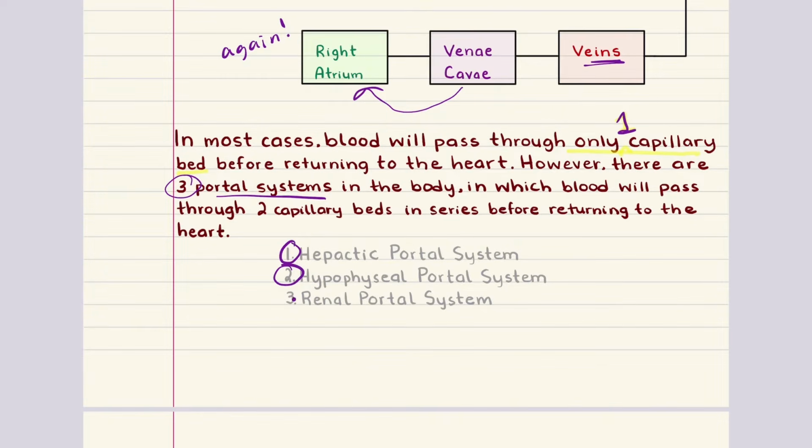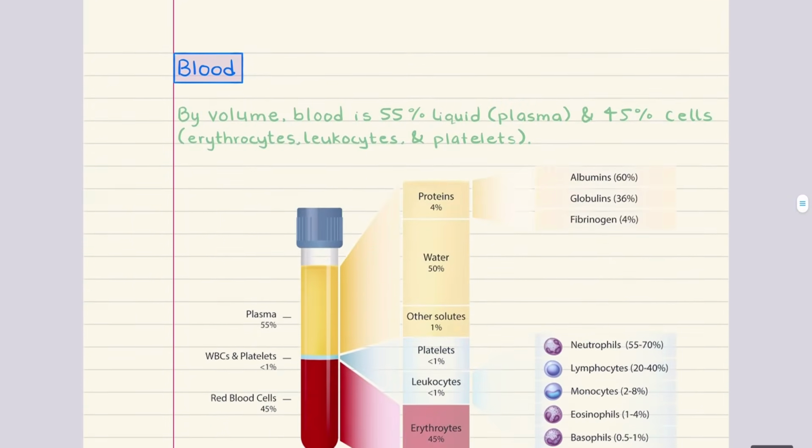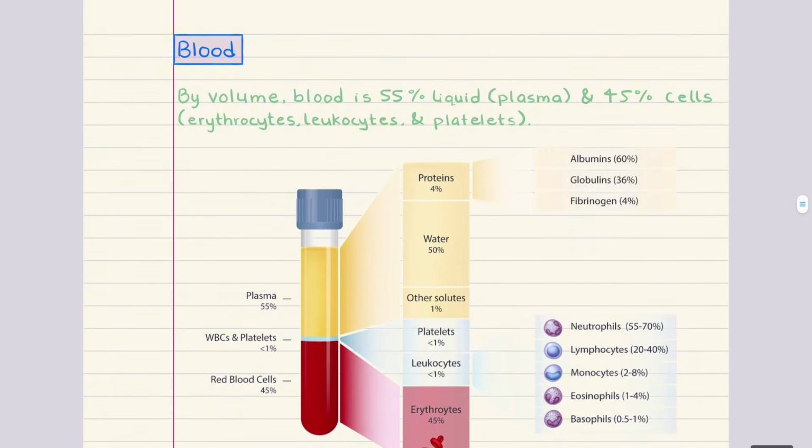And finally, we have the renal portal system, which routes blood through the glomerulus and then another capillary network in the kidneys. And these systems allow for extra processing, regulation, or exchange at specific sites in the body before the blood rejoins the general circulation. We have now completed Objective 1, and we're ready to move into Objective 2. Objective 2 focuses on blood.